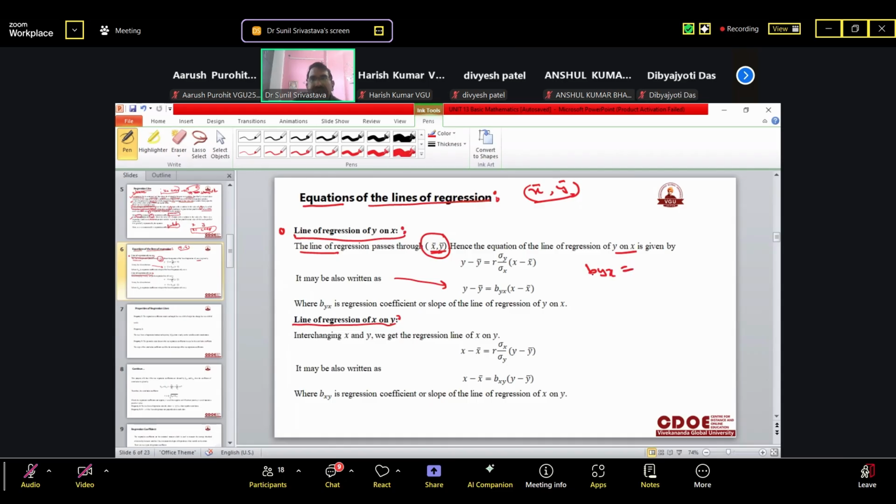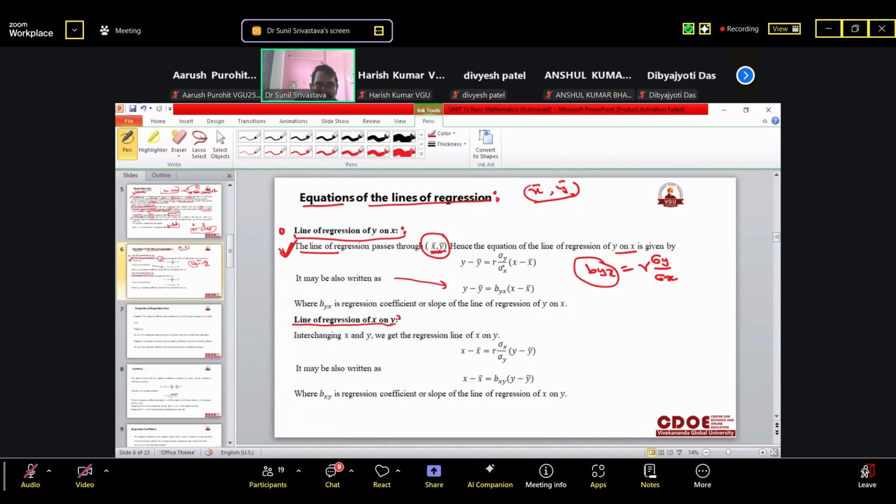Here byx is the regression coefficient of the line y on x, and that is given by r sigma y upon sigma x. We have to learn this one because it will be used in our question portions. So we have to be aware of that.